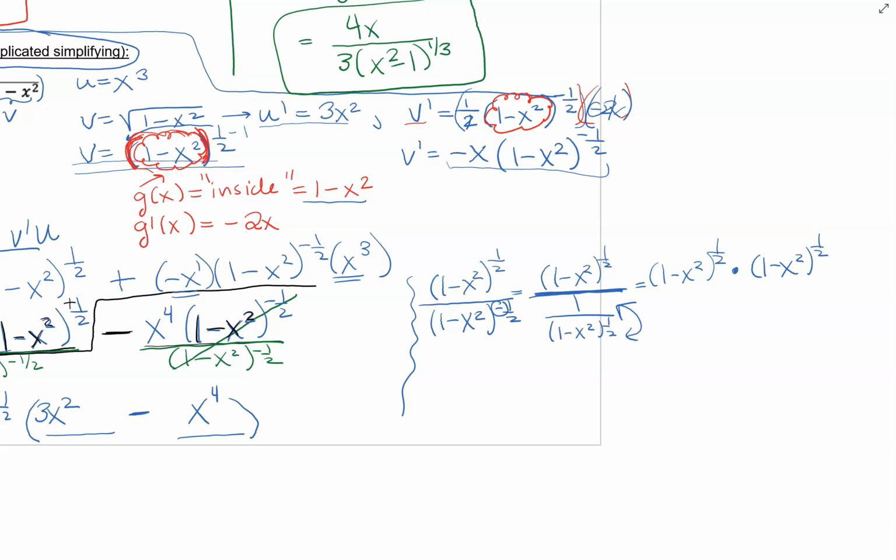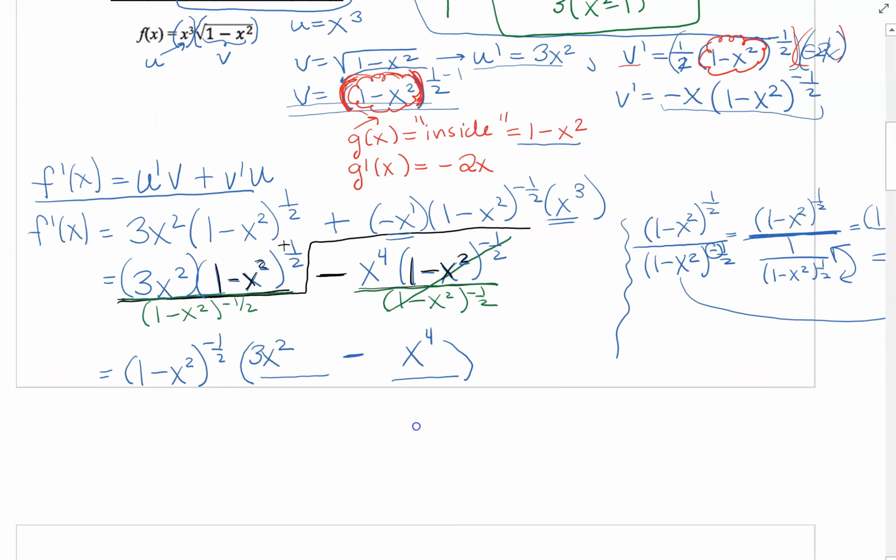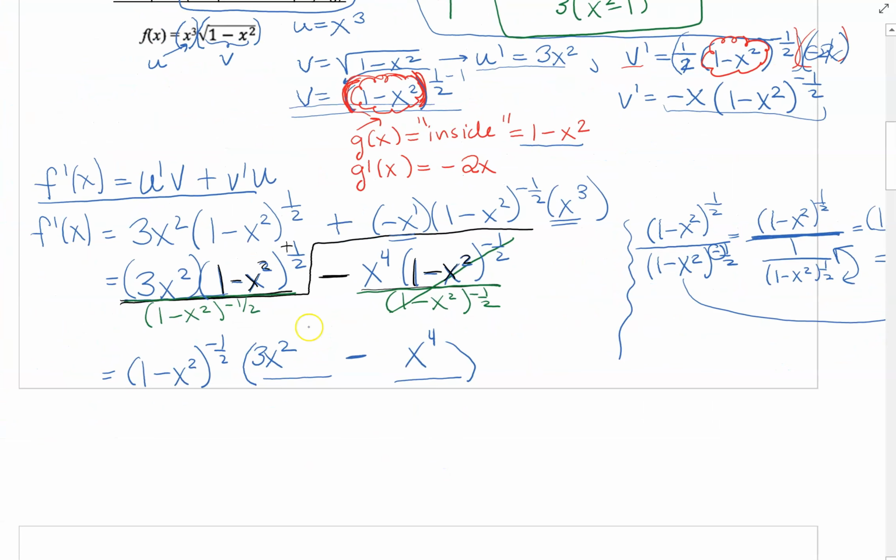And so when you're multiplying these same bases together, you can add the powers. So when you add the 1/2 to the 1/2, you get 1. So this turns into (1 minus x squared) to the power of 1, which is just 1 minus x squared. So what do I get when I divide (1 minus x squared) to the 1/2 by (1 minus x squared) to the negative 1/2? I basically just get 1 minus x squared, which is the advantage of factoring out the one with the negative power. So that's what would be left here.